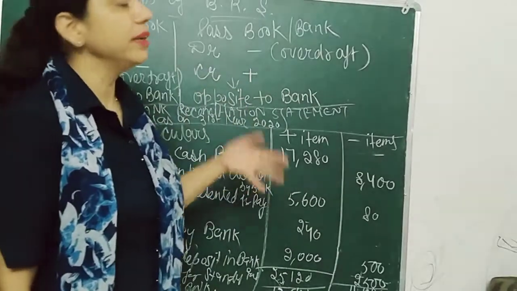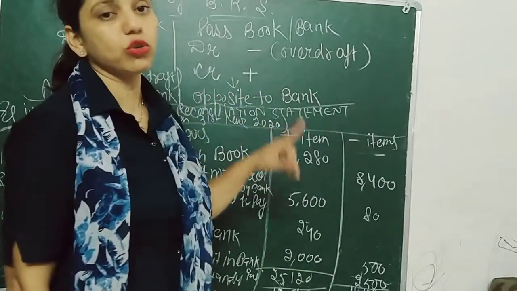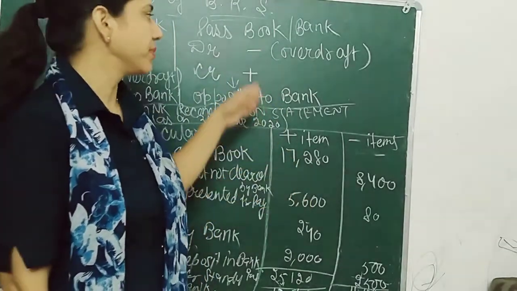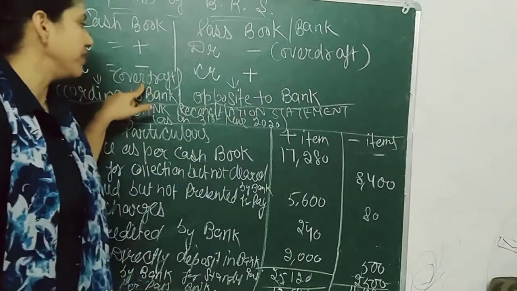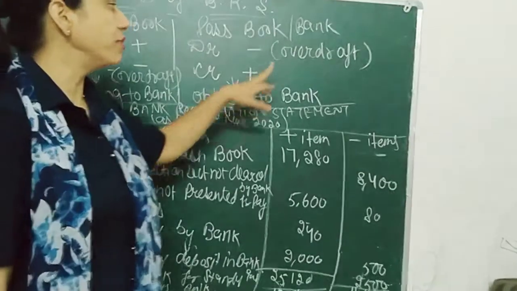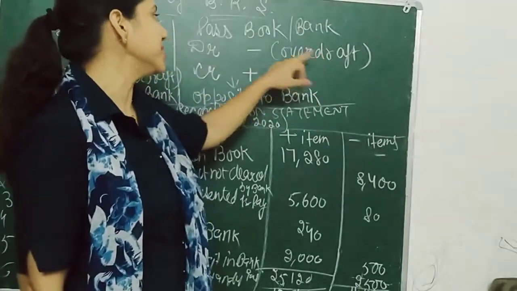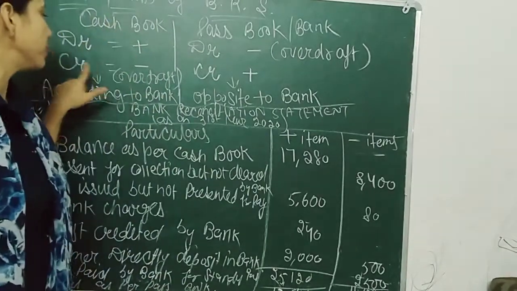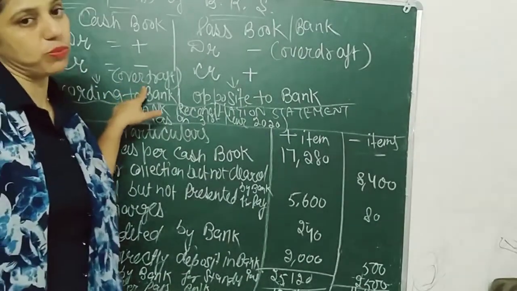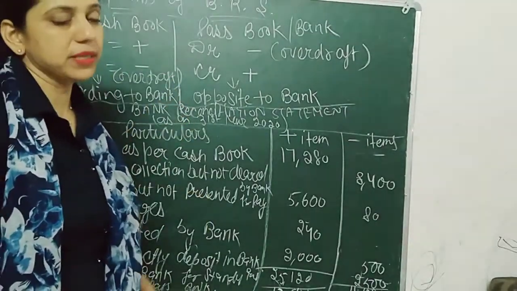And keep it in mind that negative balance can also be called overdraft balance. Negative, we can write overdraft. So overdraft balance of passbook means debit balance of passbook, and overdraft balance of cash book means credit balance of cash book. I hope it is clear.